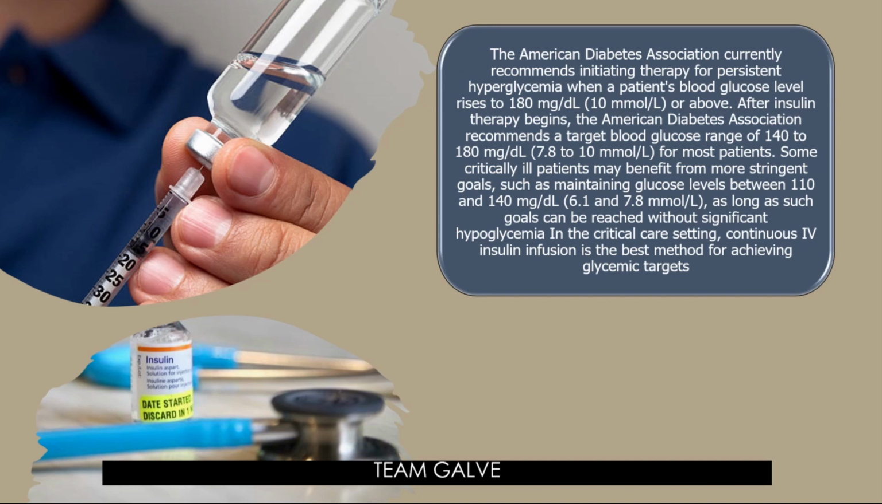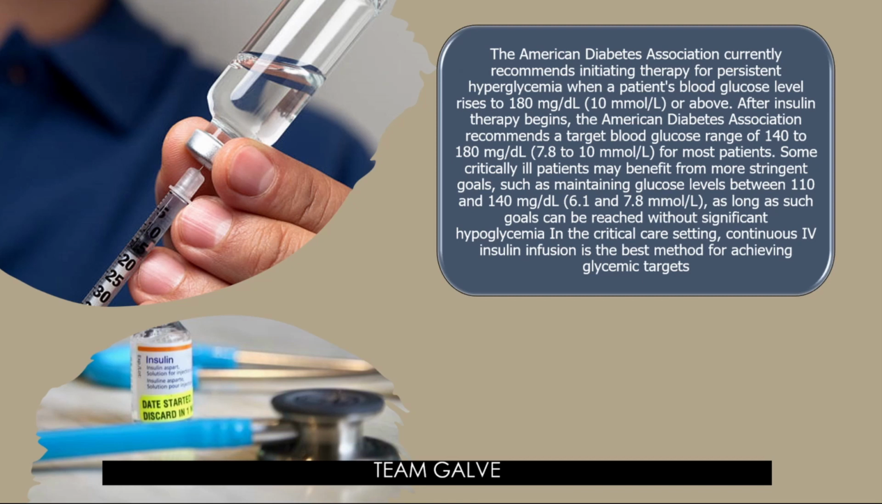In the critical care setting, continuous IV infusion is the best method for achieving glycemic targets. Yes, may mga kanya-kanya nga pong ICU protocol or insulin protocol sa facility namin. Kung meron kayo noon sa facility nyo, comment it down below, share it to others.